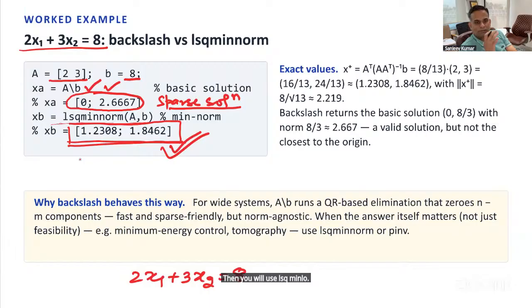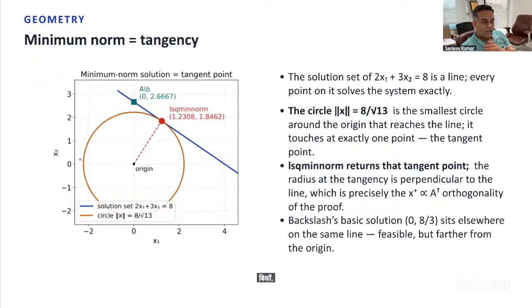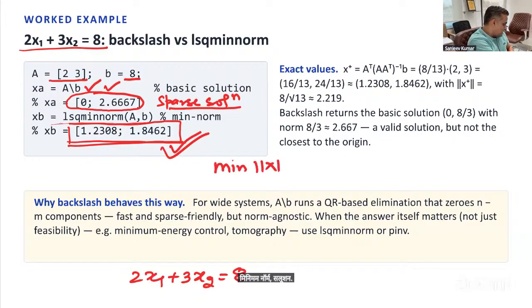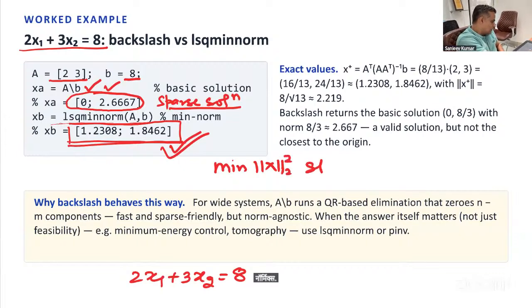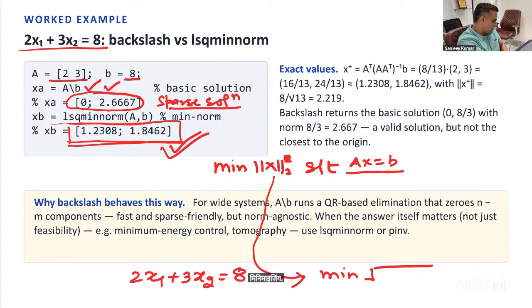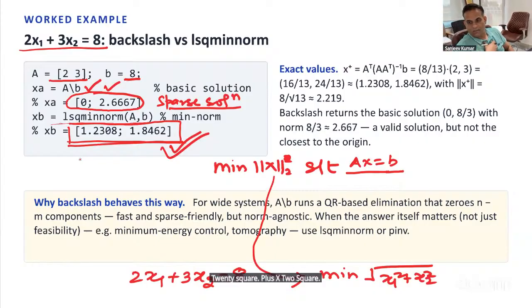Why am I saying this? Because a minimum norm solution means you are minimizing the norm of x subject to the given Ax equals b. So what is this? This is nothing but minimizing x1 square plus x2 square.